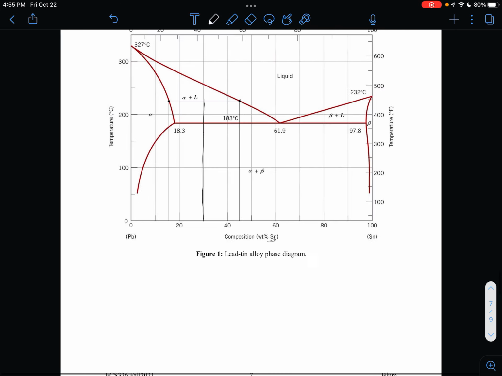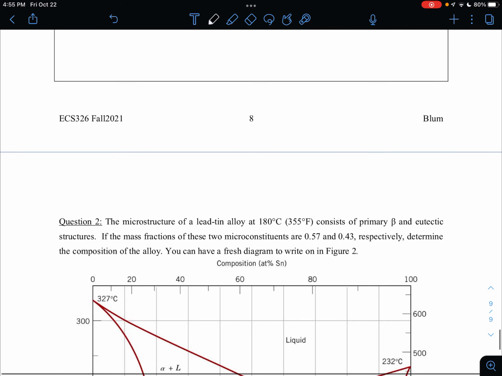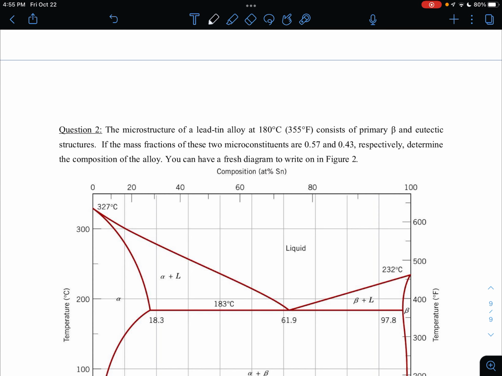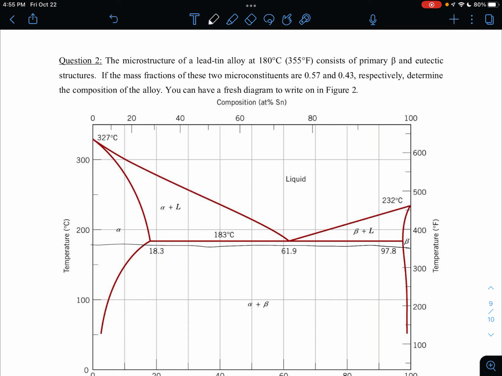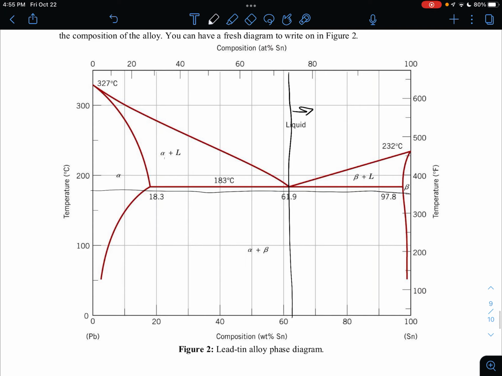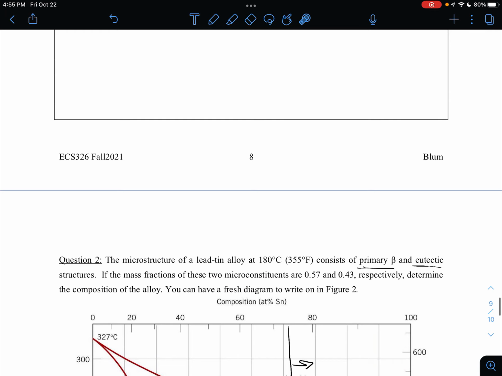All right. So that's the compositions of the two phases. And now we have the microstructure of our lead tin alloy at about 180 degrees, which is just below our eutectic temperature, right about there. It has primary beta and eutectic structures, which means it's going to be on this side, right? Because over here it would have primary alpha forming, but over here is where we get our primary beta. So that means our concentration is going to be somewhere on this side, right?